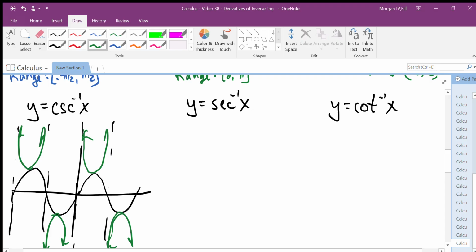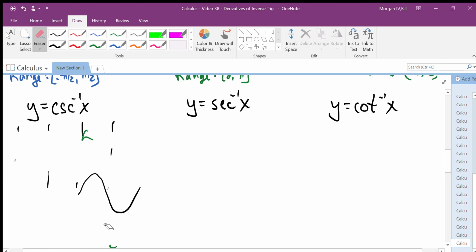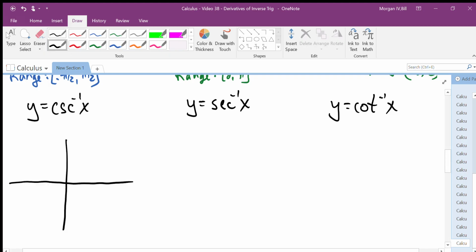Okay, now what we're going to do is we're going to take this graph, this curve in green, and we're going to flip the x's and y's. And so it's going to look something like, flipping that over, flipping the x's and y's, we get something like this for the inverse cosecant. There's 0, there's -pi/2, there's pi/2. There was a horizontal asymptote at y equals 0. Don't forget my 1 and -1 here.